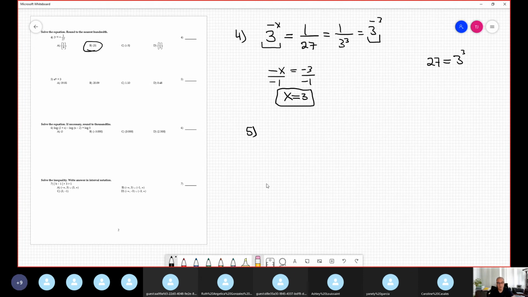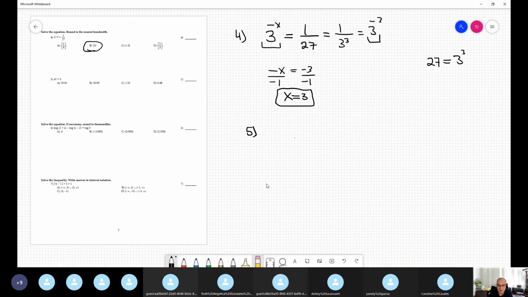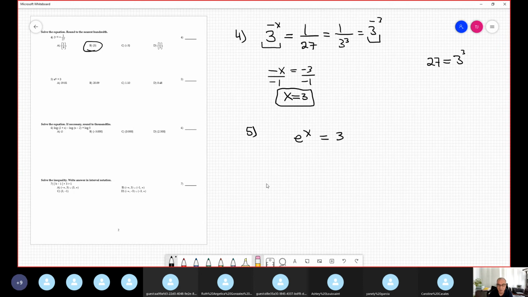One more, that's it. I promise. The last one. No, two more. No, one more, because I need to reserve some questions for Wednesday. And number 5 is super easy. Look, it's e to the x equal to 3. It's obvious that it's impossible to manipulate that way, because the base is e and you cannot express the 3 using the base e.